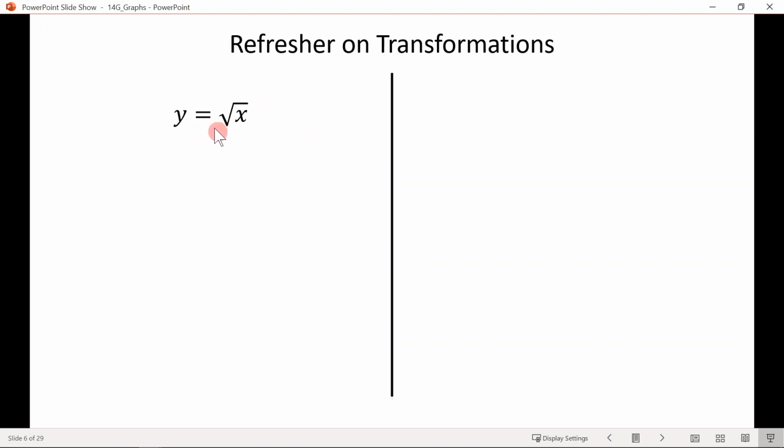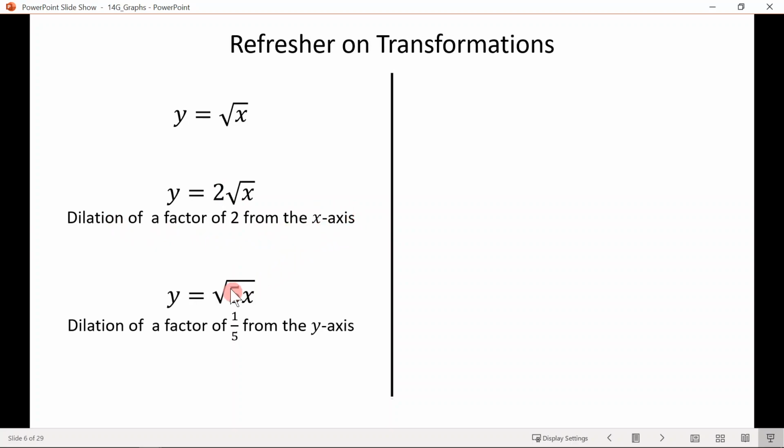So this is just y equals the square root of x. Now, if I was to put a number in front of it, what would this do? Well, if it's 2 times the square root of x, we know that this 2 is just causing a dilation of a factor of 2 from the x-axis. And if we were to have this graph, when we would have 5 times x underneath the square root here, we know that this would cause a dilation of a factor of 1/5 from the y-axis. So this is something that we've seen before and we're comfortable with. When the number is on the outside, we know it's a dilation from the x-axis. When the number is on the inside, we know that it's the reciprocal and it's from the y-axis.